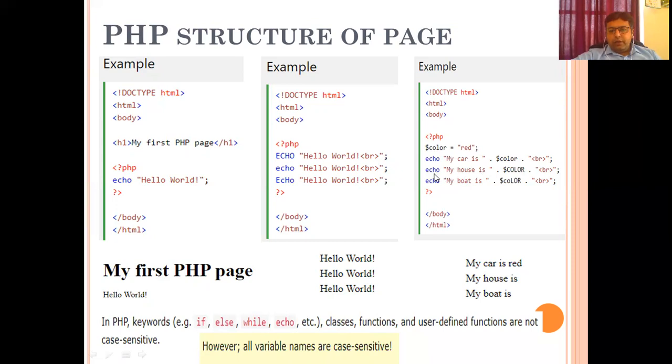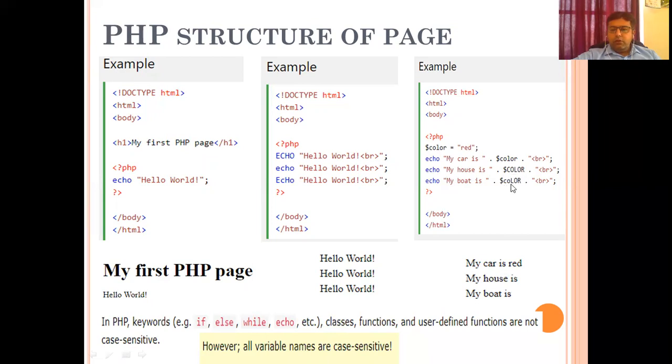Now suppose you are writing in this way: echo my house is, dot, color in a capital letter. Now this is not valid because it is case sensitive. Whatever variable you have defined over here, in the same way you have to write over here, otherwise it will not take. Over here color is in a capital letter, so it will not access. So you can see that in the first output, my car is red, that is valid. But as you have used all capital letters in color, for my house is, the output is not going to be taken.